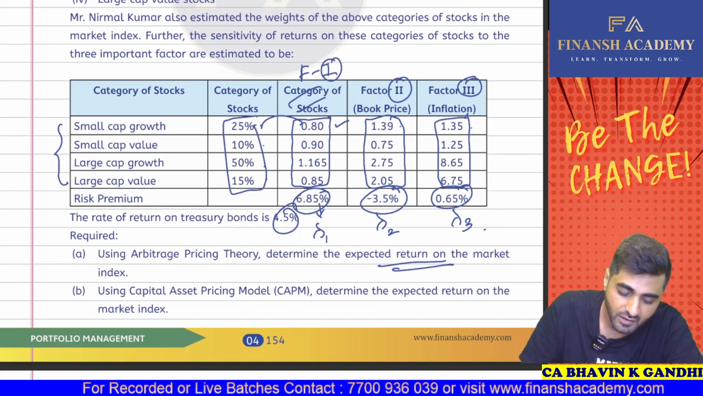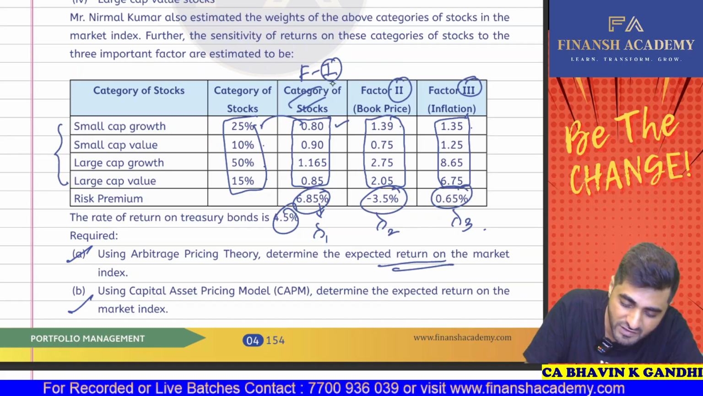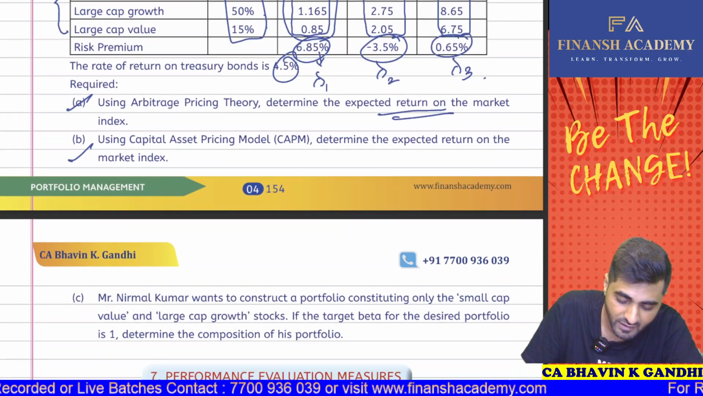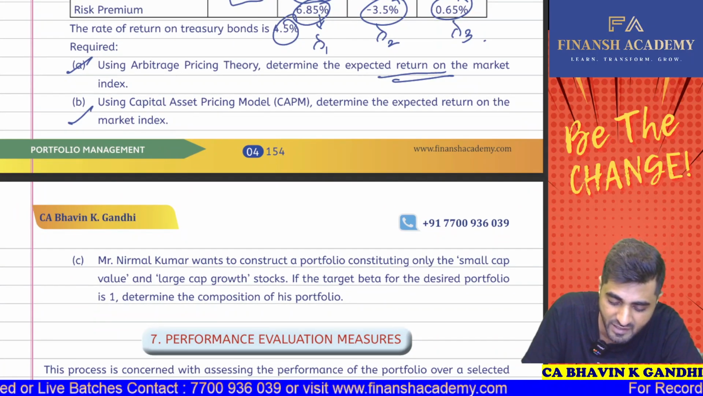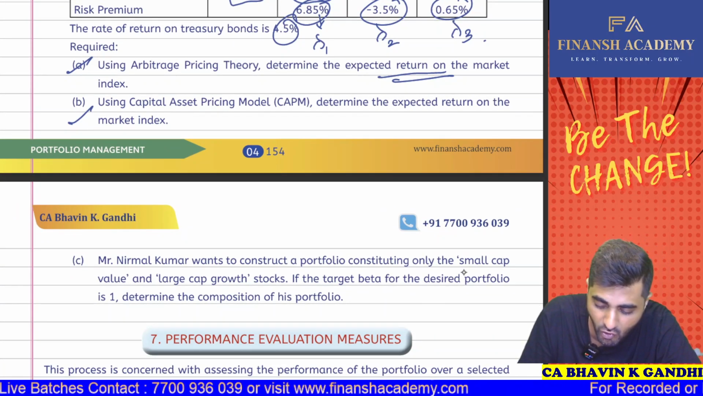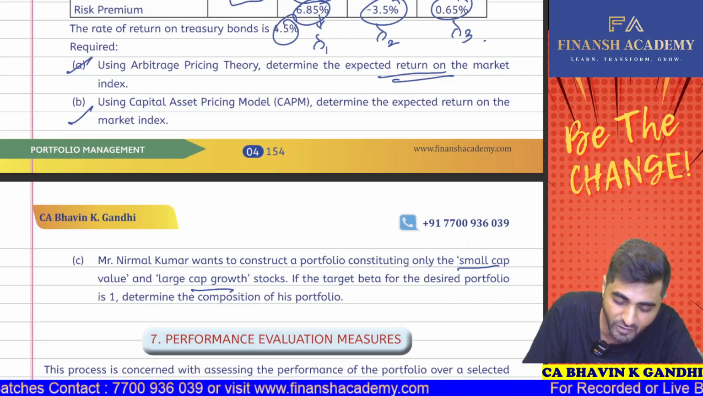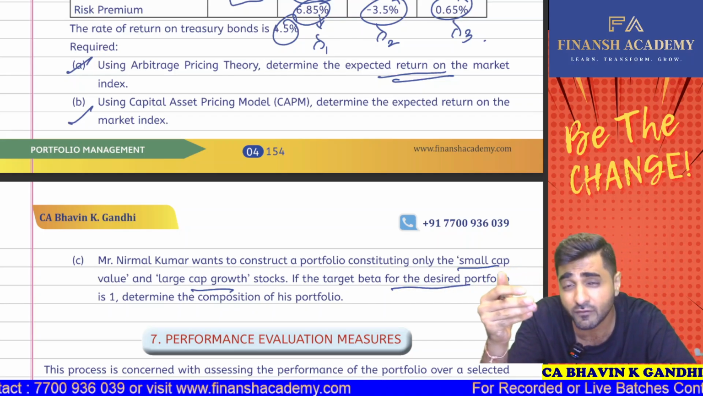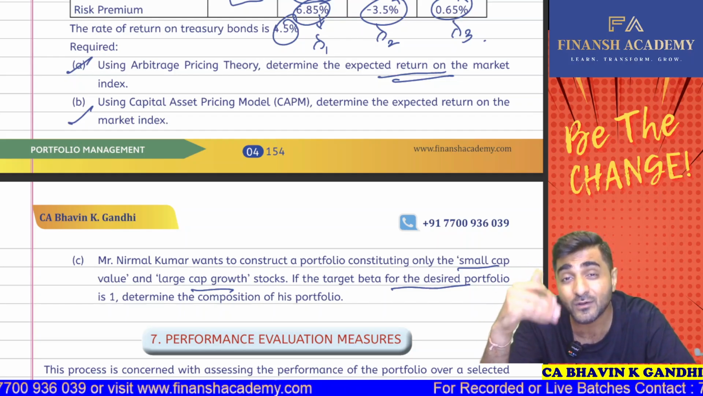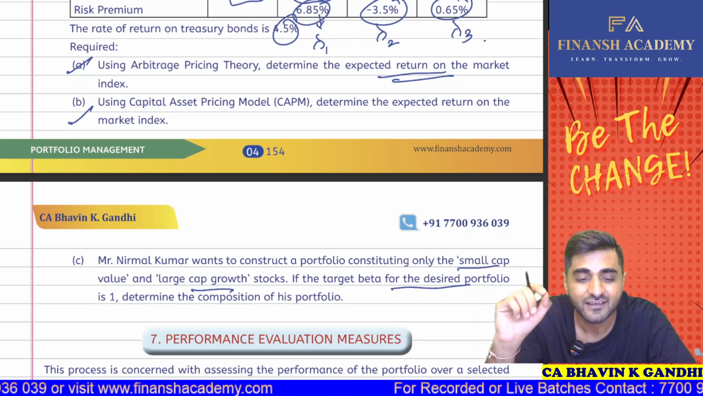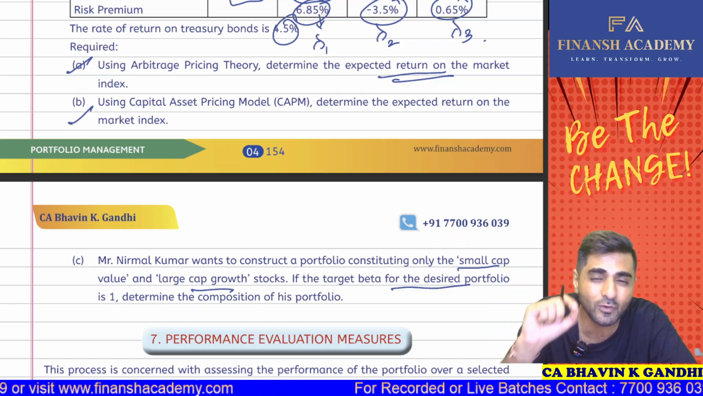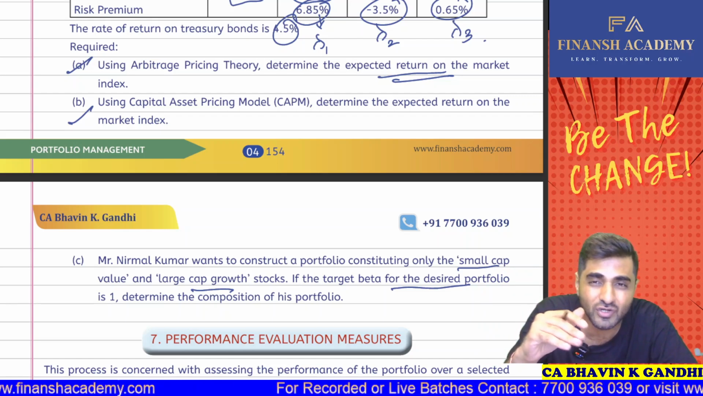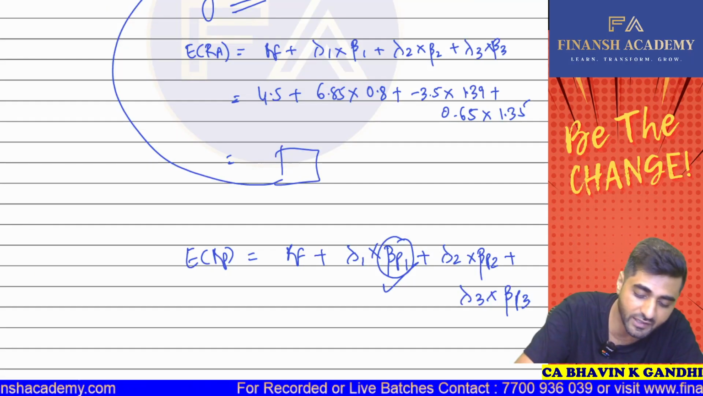Okay. And then we have to use CAPM. So for CAPM, we'll use factor 1 because that's the beta which they have given to you in the question. And Mr. Nirmal Kumar wants to consider a portfolio of only small cap value and large cap. If the target beta is 1, determine the composition of the portfolio. So here we are required to calculate the weights when the beta of the portfolio you want to keep as 1. So based on that, what should be the composition? So let the weights be X and we have to do it accordingly.